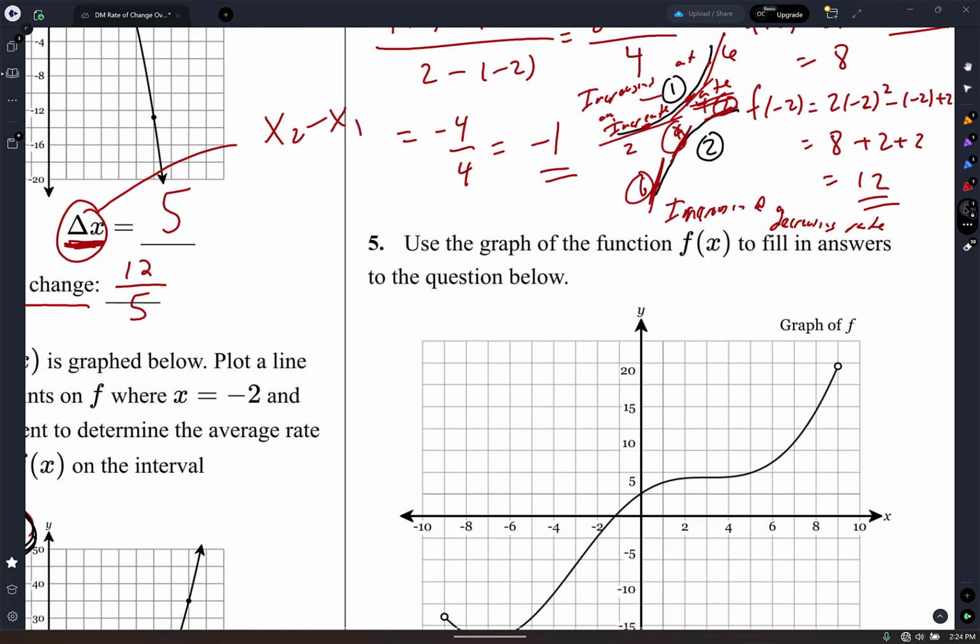Hopefully all this is review. If you're concave up, that's an increasing rate. If you're concave down, that's a decreasing rate.